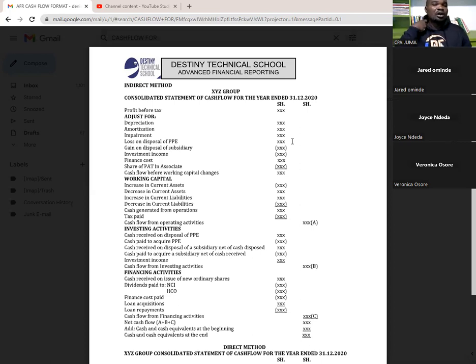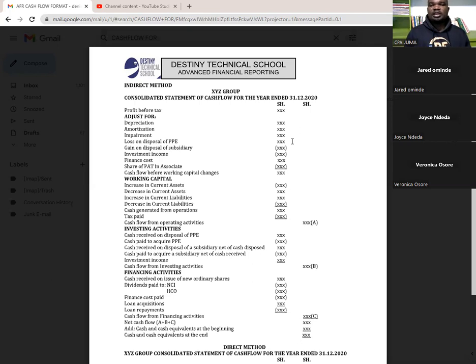So increase in current assets is always subtracted. When current assets go up, let me pick stock, inventory. Increase in inventory means you are buying more stock. So when you buy stock, remember in cash flow we are checking in terms of cash, so it means the cash is going out, which you have to subtract. Then a decrease, you add, because a decrease in stock means you are selling. So it is a cash inflow.